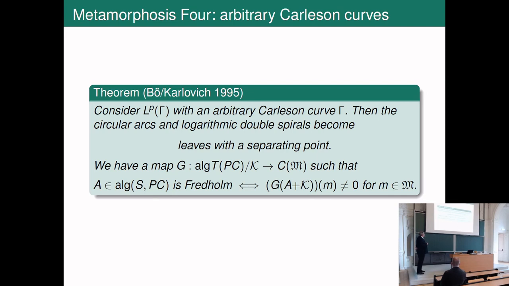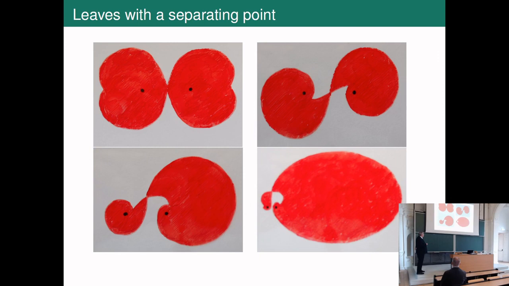But then we ask, what happens for arbitrary Carleson curves? In particular for the monsters I have shown you in the previous slides. This problem was solved with Karlovich in 1995, and we observed that in this case we obtain so-called leaves with a separating point. Here you see such leaves.